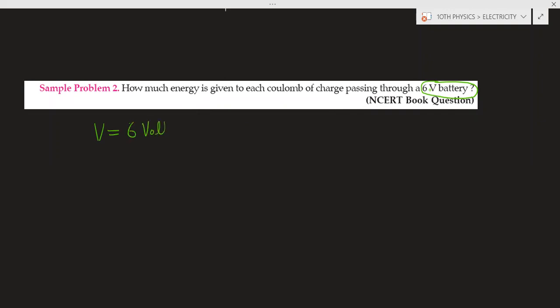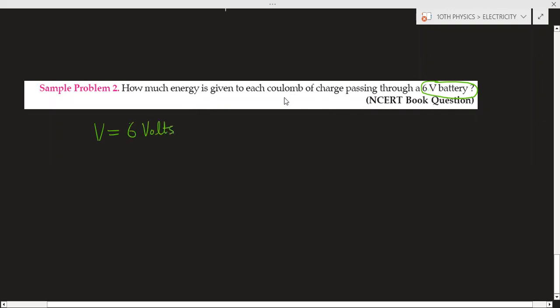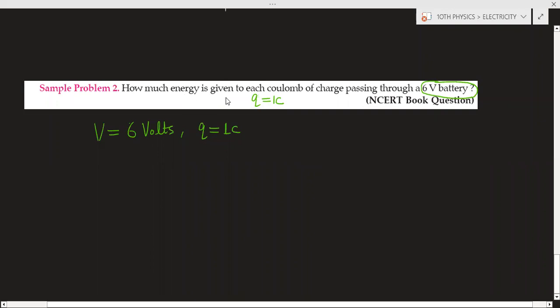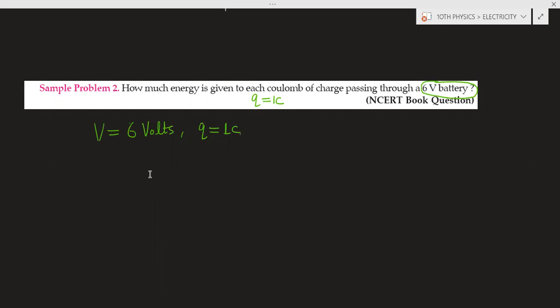And they are saying, how much energy is given to each coulomb of charge? What is the meaning of each coulomb? You will take the charge of 1 coulomb. Each coulomb means 1 coulomb. For every coulomb of charge, how much energy is spent? So how can we relate it with the work?